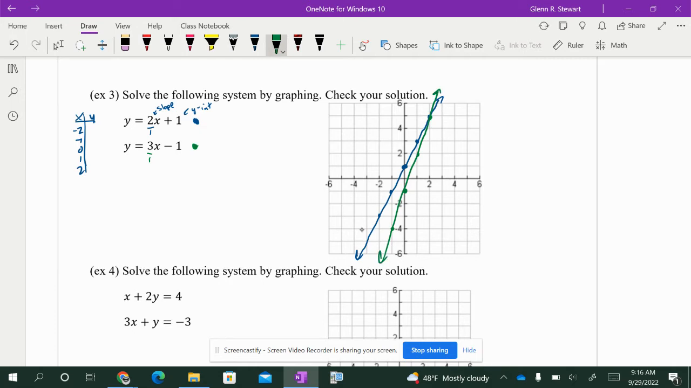So here I can tell my solution. My solution is where they both intersect. In that case, that's at (2, 5). Because it has at least one solution, it is what we consider consistent. And because it has one solution for sure, it's consistent independent.